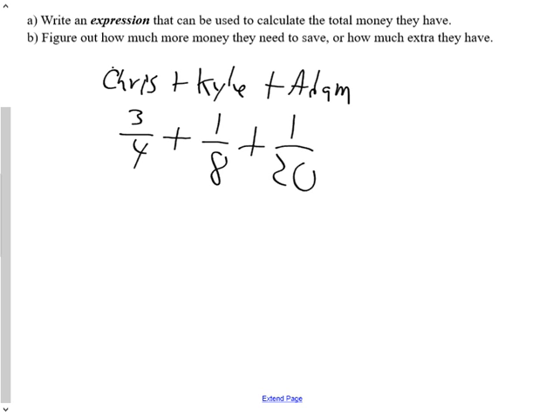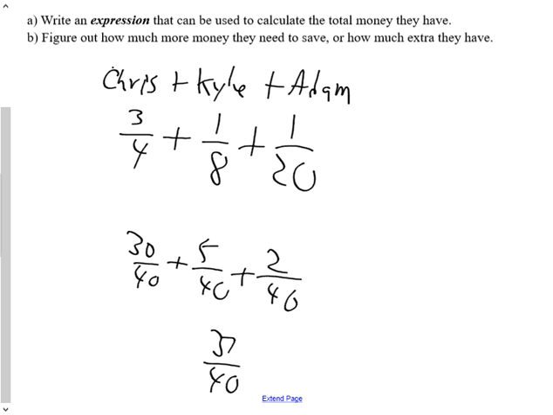We're going to find our common denominator. The common denominator we're going to use here is actually 40. Right? 30/40 plus 5/40 plus 2/40 equals 37/40 of the amount of money.